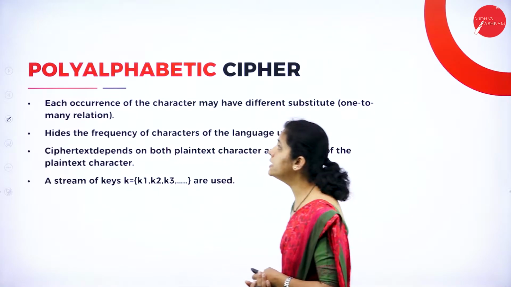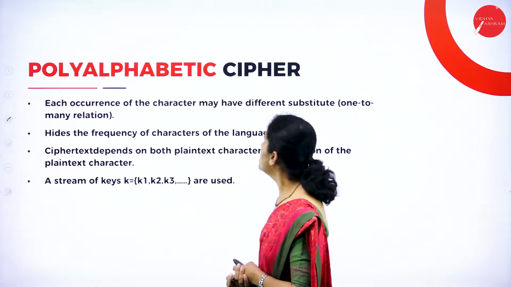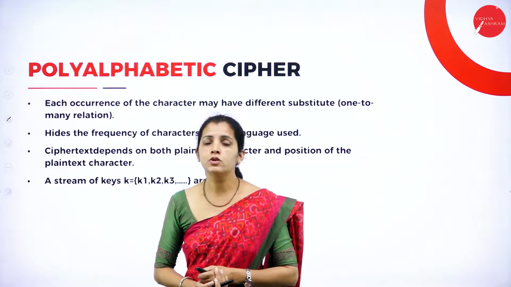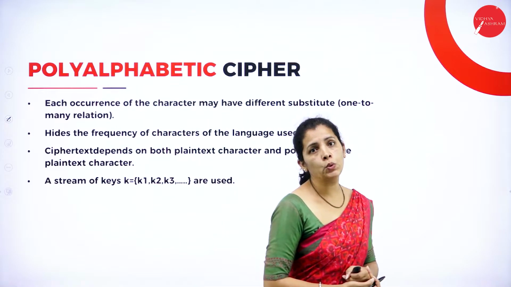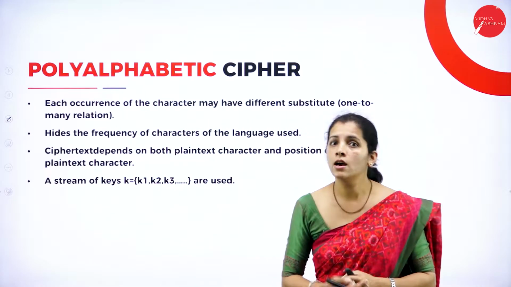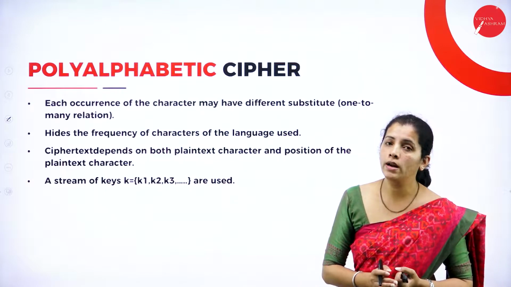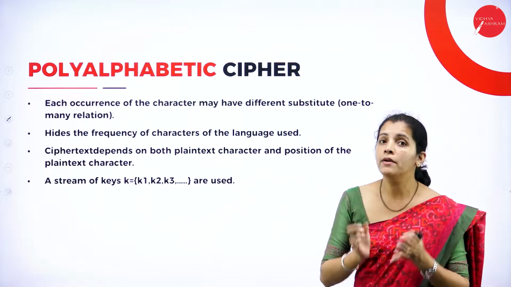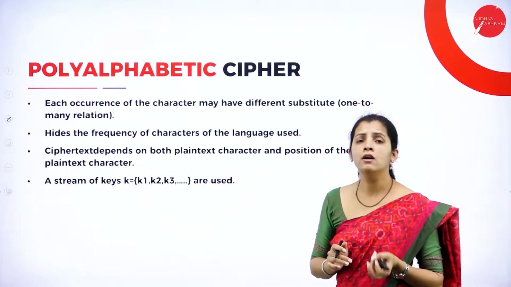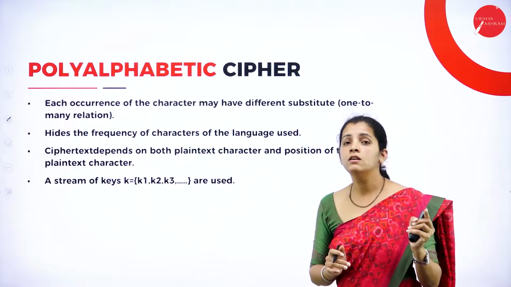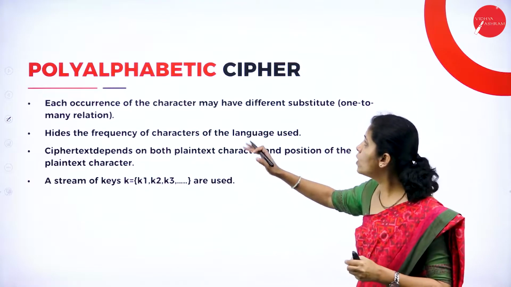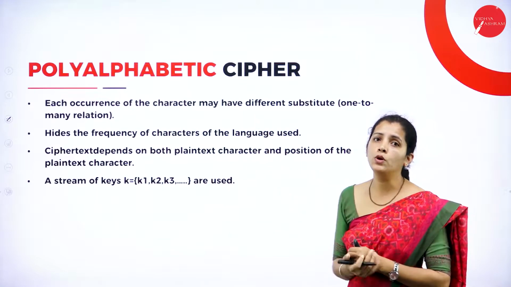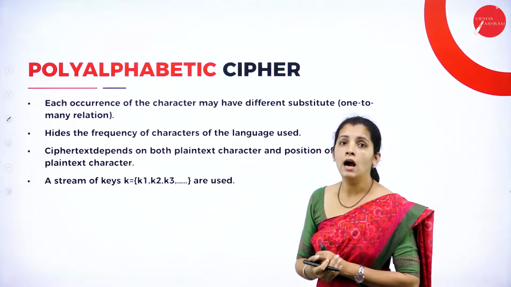Now at the beginning I'm going to have polyalphabetic cipher. So here substitution ciphers are categorized into two types. One is polyalphabetic, another one is monoalphabetic. If I consider monoalphabetic, for each character, that is a one-to-one occurrence. And if I consider polyalphabetic, here I'm going to have one-to-many occurrence.